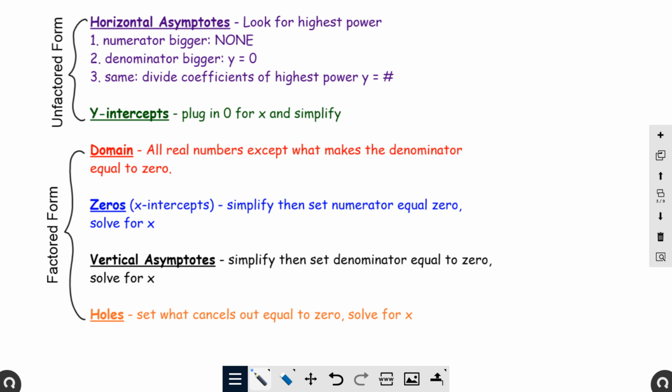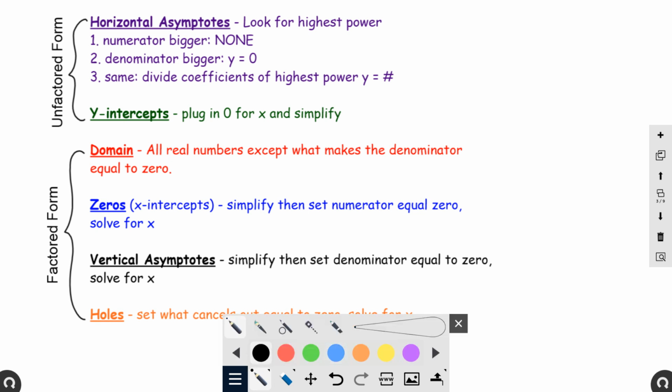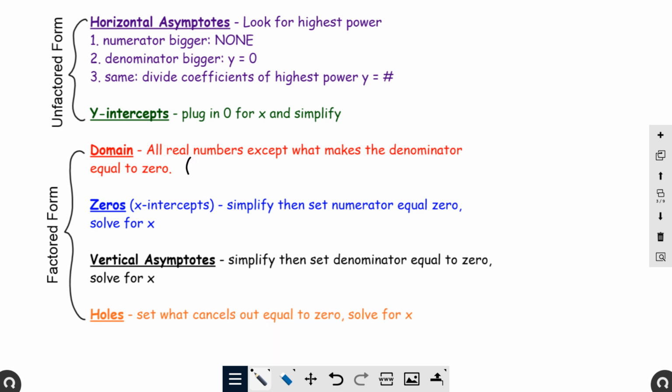Now the next 4 things, factoring is the best. For domain, it's all real numbers except what makes the denominator equal to 0. So this is the same thing as finding the what? Restrictions. That's what it's called. Domain and restrictions are pretty much the same, but we're going to use that funny looking R at the beginning. So we're going to say all real numbers and then say x cannot equal, and list the values.